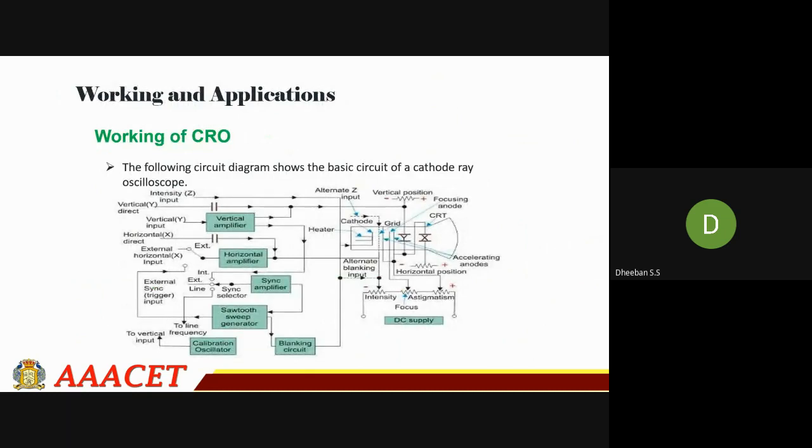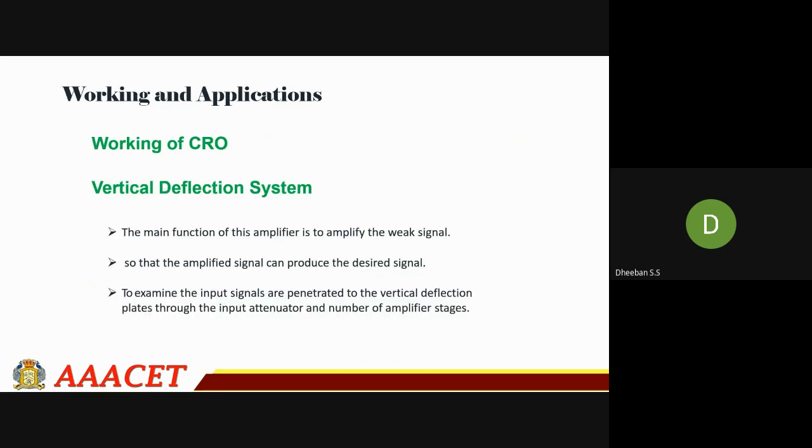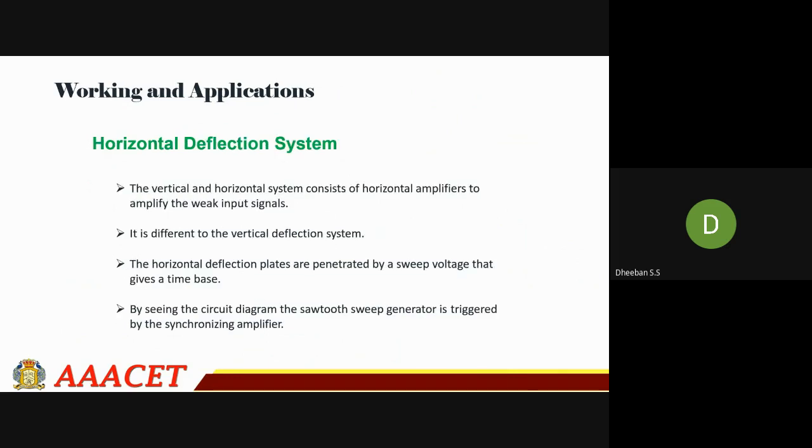This is the working we have already discussed, given in this diagram. The main function is to amplify the weak signal, mainly by the amplifier. The amplified signal can produce the display signal. To examine, the input signals are passed through the vertical deflection. A number of amplifying stages can be included. Before sending into your deflection system, the signal has to be very strong. It is one of the important criteria.